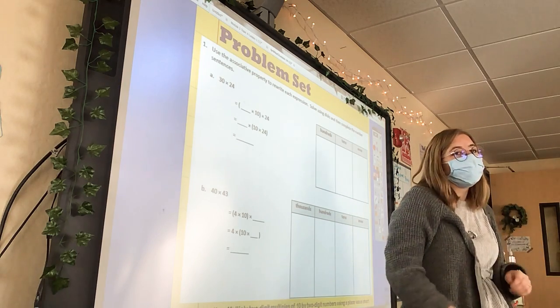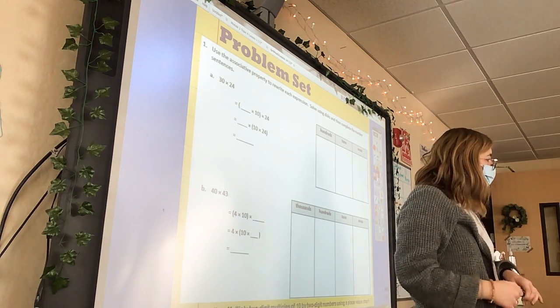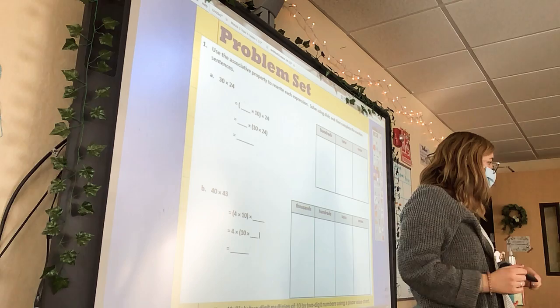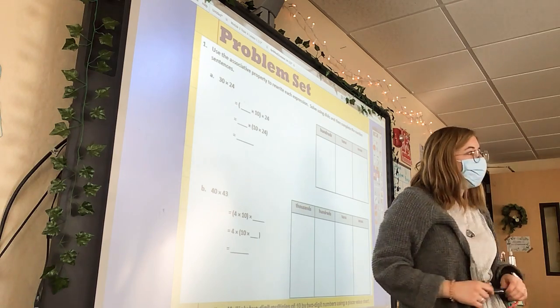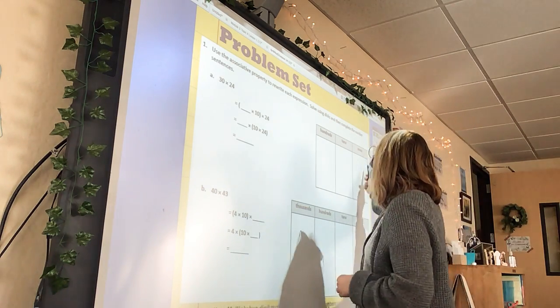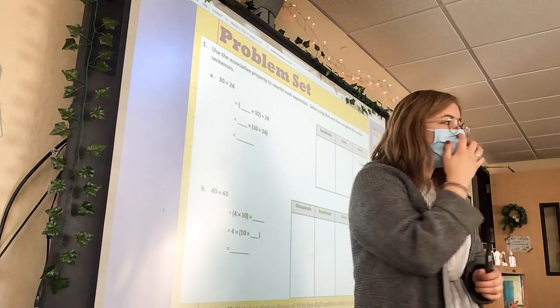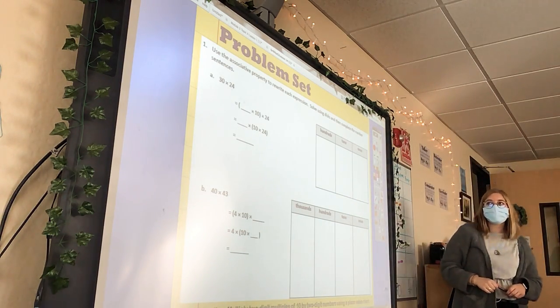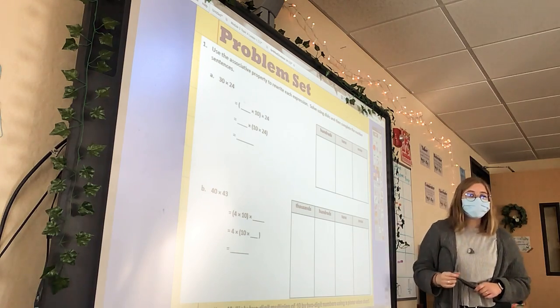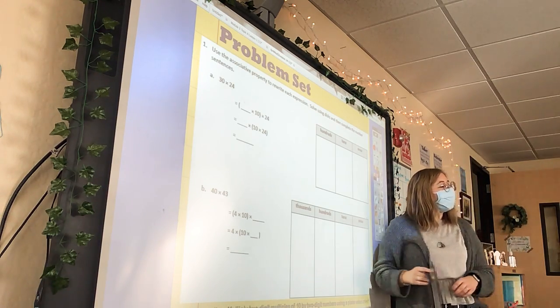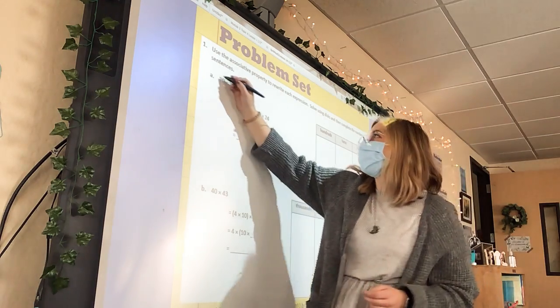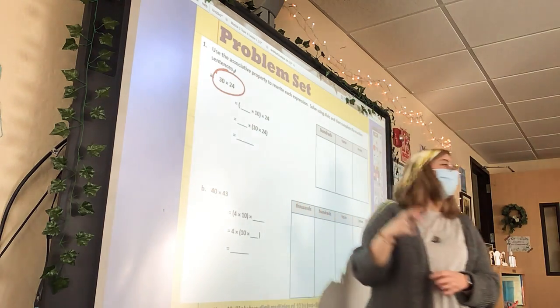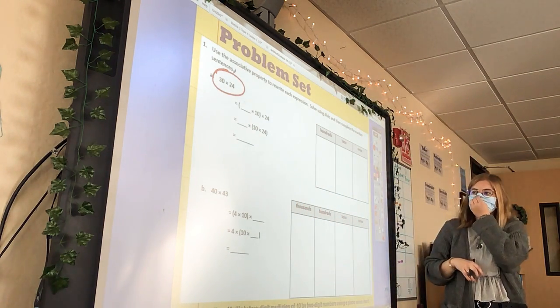Can you turn to the place value chart side of your whiteboard? Just go ahead and label 1s, 10s, 100s. You shouldn't need higher than that. And then maybe somewhere on your whiteboard, go ahead and write the problem that we're solving. So we're solving 30 times 24.